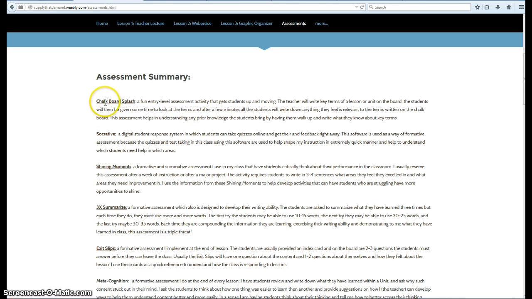And so my entry level assessment is my chalkboard splash, which is something I like to do. I'll write a key term in the middle of the chalkboard, or in this case, the whiteboard, because we live in the 21st century. And on it, I'll ask students, okay, give me some words or some phrases that you think are associated with the word. So maybe I'll write down in the center supply, or theory of production, or cost of labor, or things like that. And then they just write down what they think.